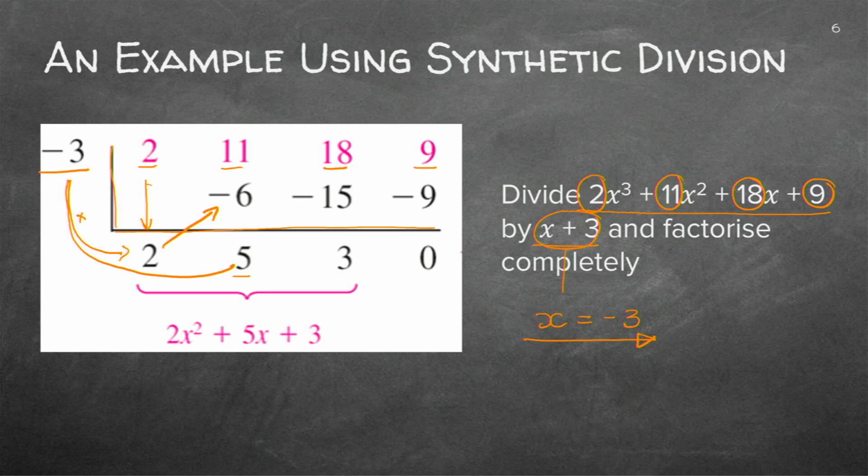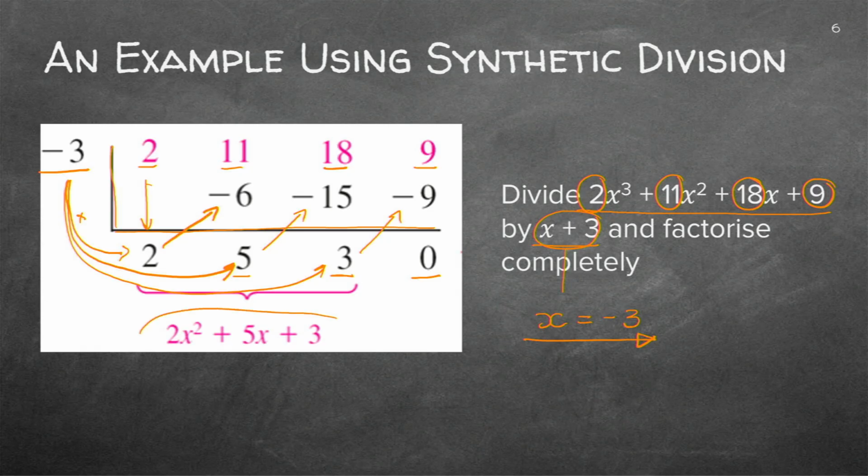We're going to times again. Minus 3 times 5 equals negative 15. 18 minus 15 equals 3. We're going to times again. So that will be minus 3 times 3 equals negative 9. And 9 minus 9 equals 0.